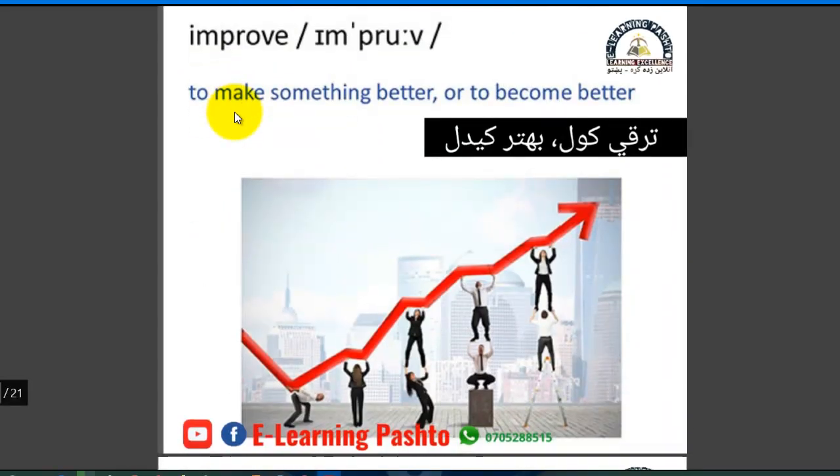Next is improve. Improve معنا ترقي کول، بهتره کېدل، پرمخ تلل. To make something better or become better، یو څه ښه کول یا یو څه ښه کېدل، دې ته improve ویل کېږي. The economy of Afghanistan is improving day by day. د افغانستان اقتصاد ورځ په ورځ ترقی مومي.